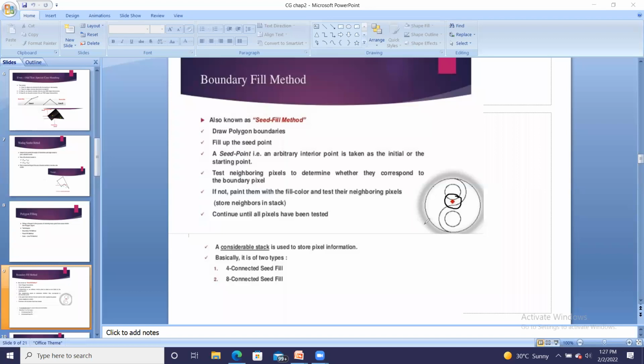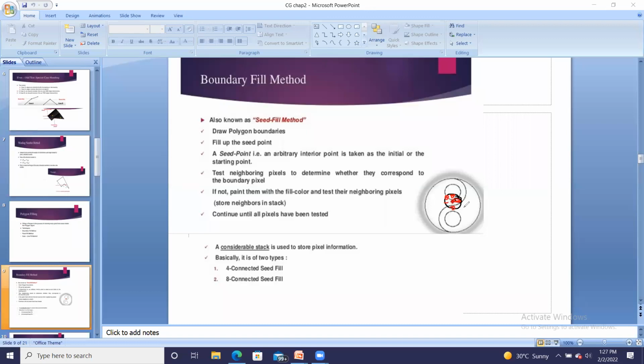Boundary म्हणजे काय ते, polygon वरचे pixels आहेत का? They are the boundary pixels. So I will test those pixels, whether they are already colored or whether they are boundary pixels. जर दोन्ही नसतील, ऑलरेडी कलर पण झालेले नाहीयेत आणि बाउंड्री वरचे पण पिक्सेल्स नाहीयेत, then I will color those pixels with the required value. मग मी परत त्याच्या शेजारच्या सगळ्या पिक्सेलला कलर करणार.